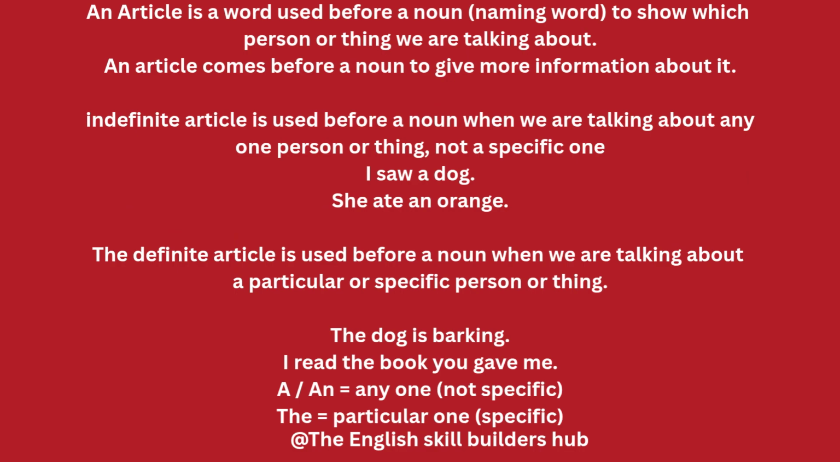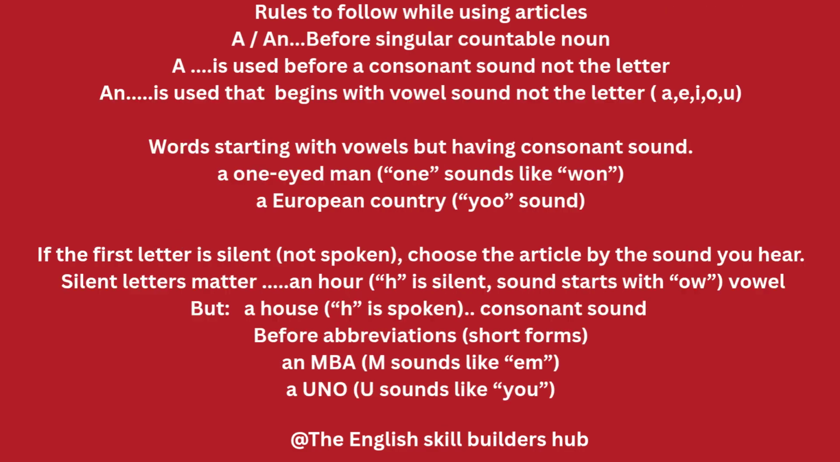Example: the dog is barking. In this example, we are talking about a particular dog, that dog is barking. Another example: I read the book you gave me. So the particular book we are reading is the one somebody gave to us. In simple terms, a or an is used for any one, not a specific one. The we should use for a particular or specific one.